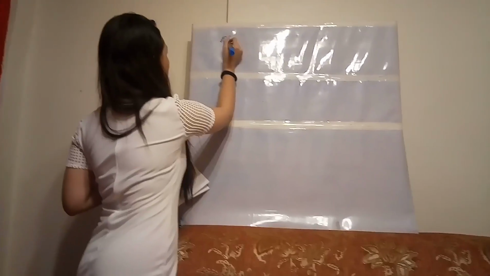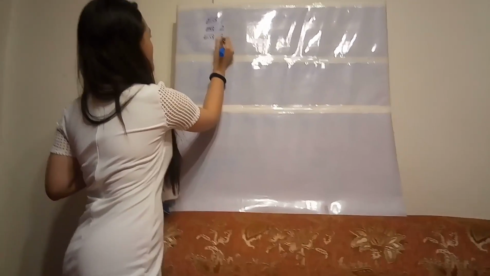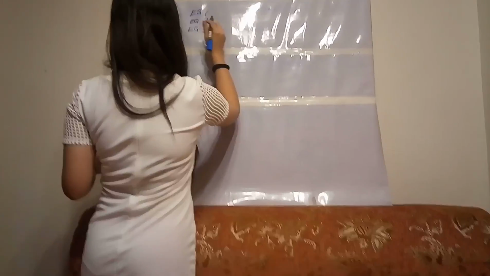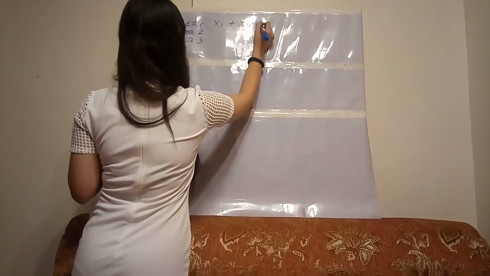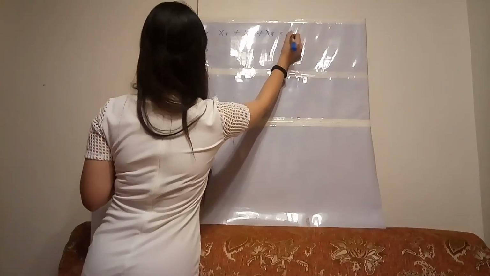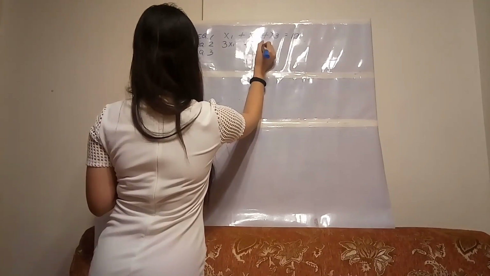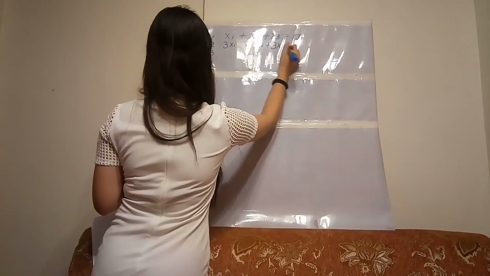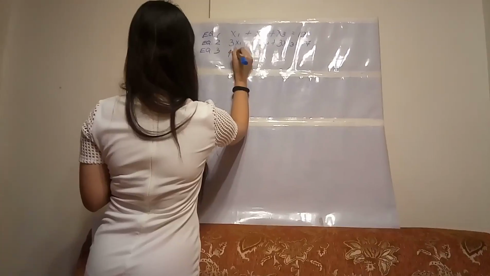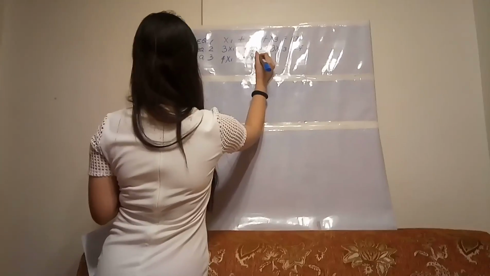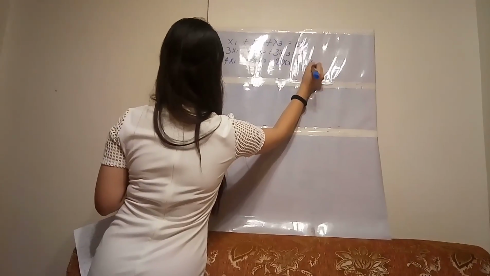We have equation number 1, equation 2, and equation 3. For equation number 1, we have x1 plus x2 plus x3 is equal to 12. Equation 2 is 3x1 plus 7x2 plus 3x3 is equal to 24. And for equation number 3, we have 4x1 plus 9x2 minus 8x3 is equal to 45.